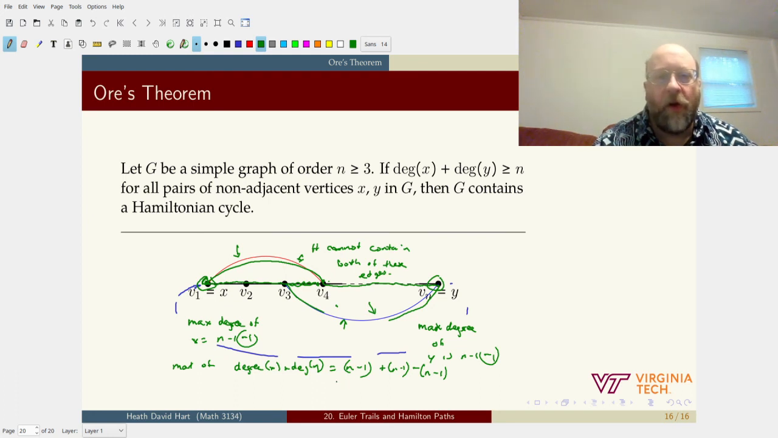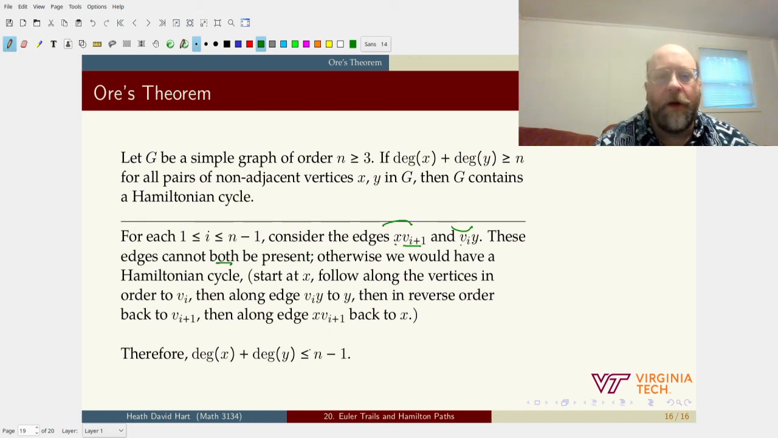And as a result, the max degree is n minus 1 plus n minus 1 minus n minus 1, which is just n minus 1. And therefore, since that's the maximum, the degree of x plus the degree of y is less than or equal to n minus 1. And that contradicts that it's greater than or equal to n.